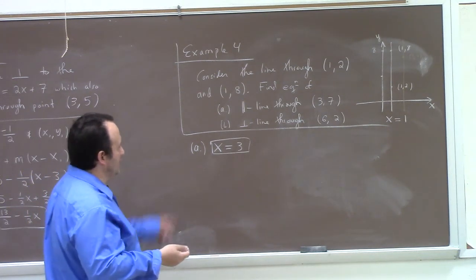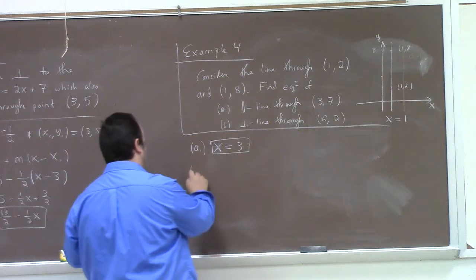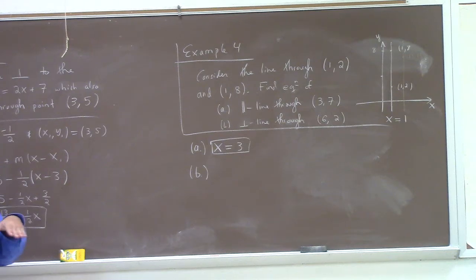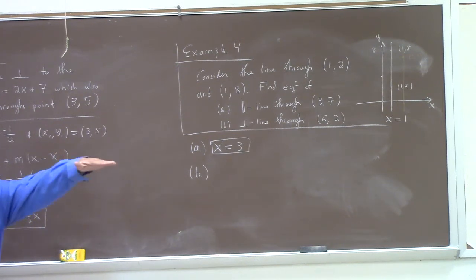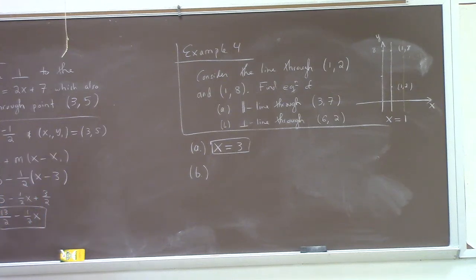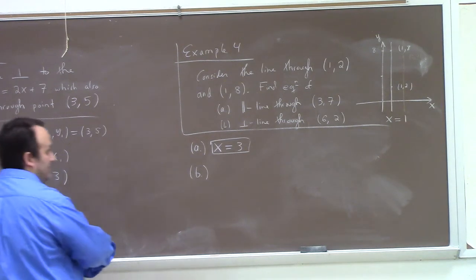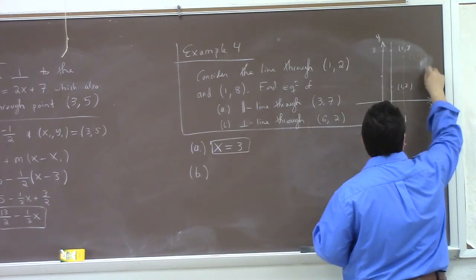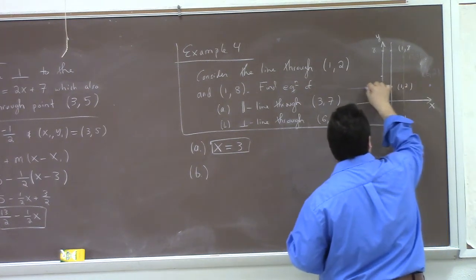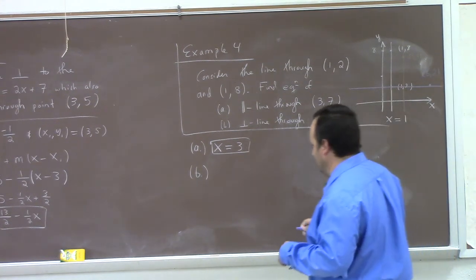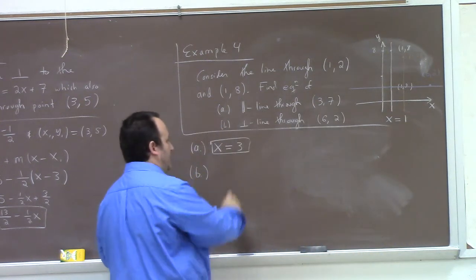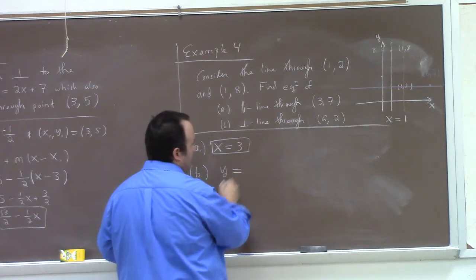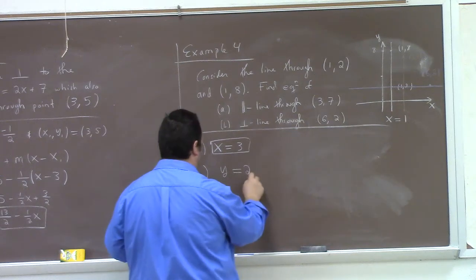So we did part A. How about part B? What's a line which is perpendicular to a vertical line? It's a horizontal line, right? And so we want a horizontal line through (6, 2). Where is (6, 2)? My picture, it's here somewhere, right? So we want this guy. What's the equation of that? The vertical lines are x equals something. Horizontal lines are y equals something. So y equals 2? Right.